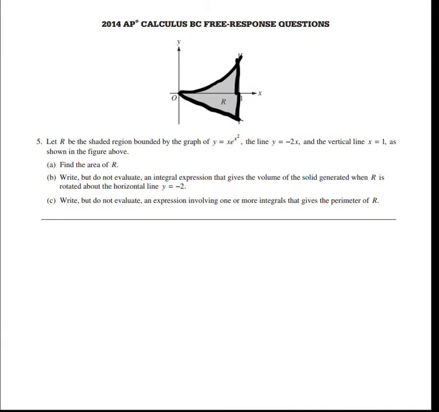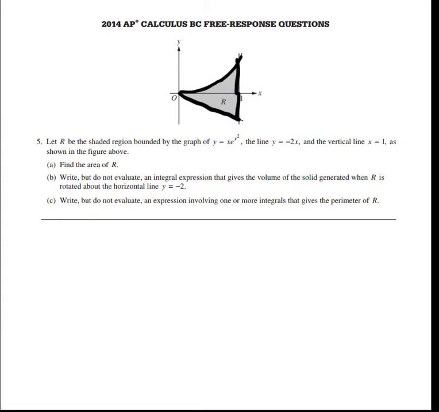We can find the arc length of y equals negative 2x by finding the arc length from 0 to 1 in the arc length formula. We can find the length of the third vertical segment by plugging in x equals 1 to the equation y equals x times e to the x squared. We can find the length of the fourth segment by plugging in 1 to the equation y equals negative 2x.